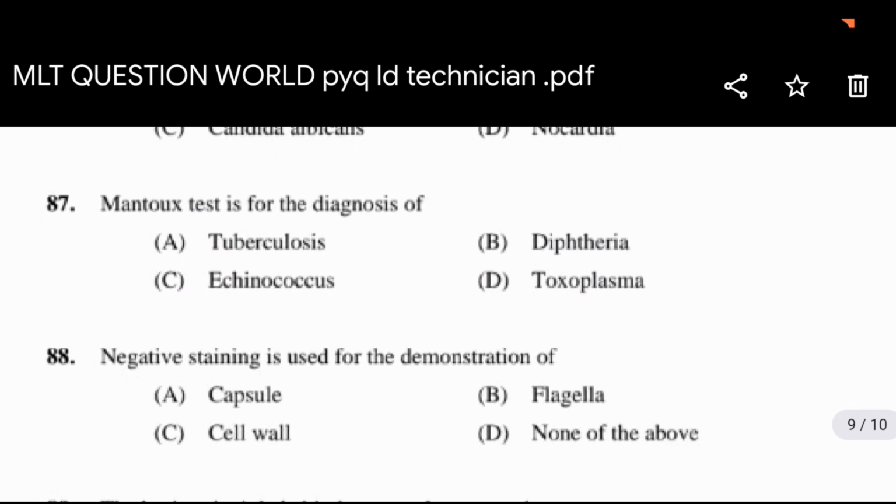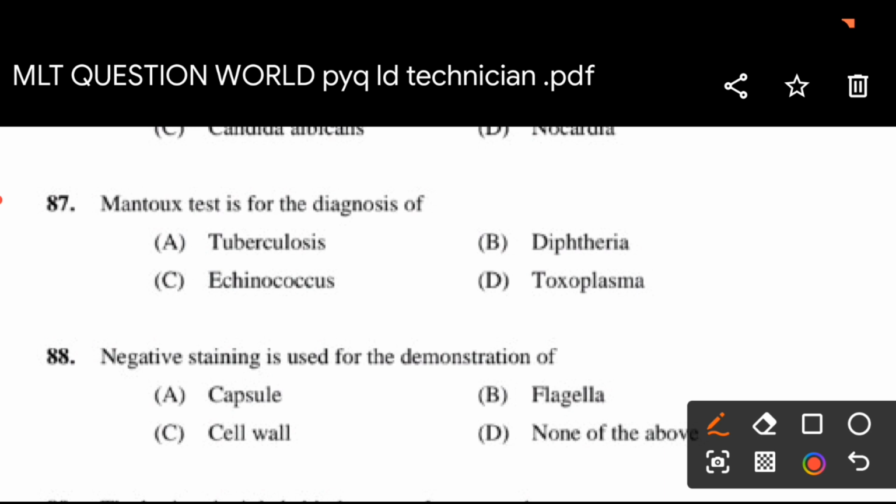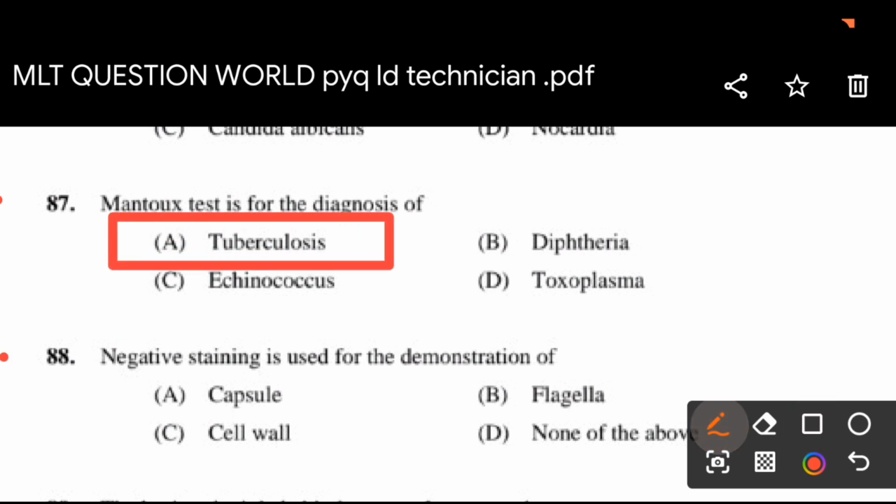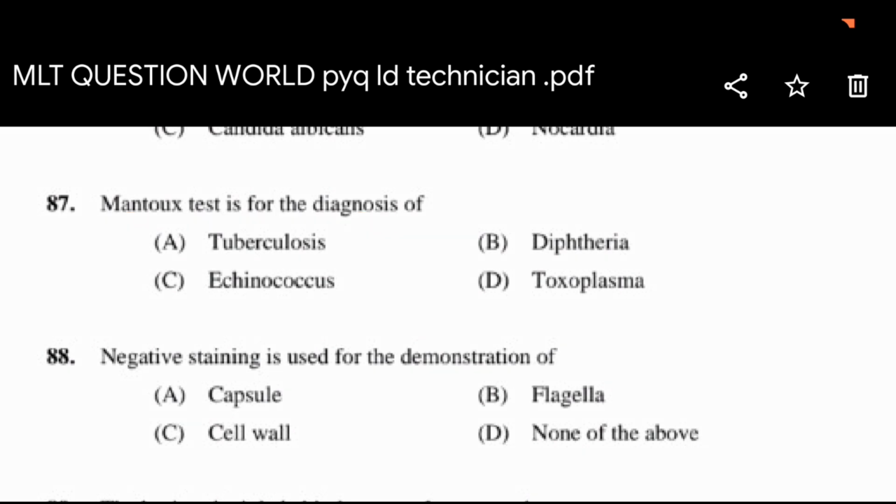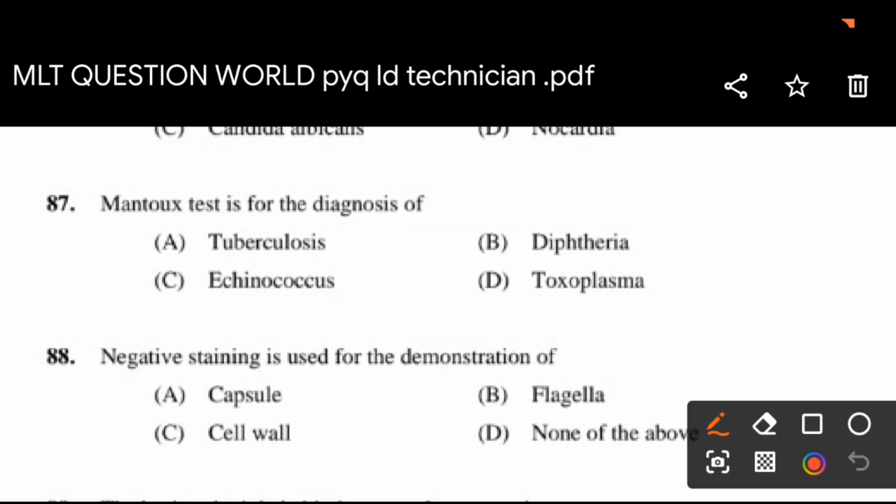Next one. Mantoux test is for the diagnosis of tuberculosis, diphtheria, Echinococcus, Toxoplasma. Mantoux test is used for tuberculosis. Next one. Negative staining is used for the demonstration of. This is also a DME question. And the right answer is capsule. Negative staining is used for the demonstration of capsule.